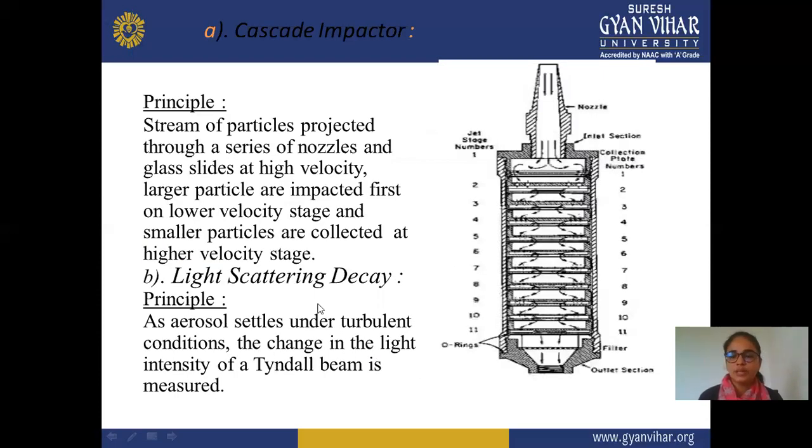Next is the cascade impactor. This is another test for your aerosol. In the cascade impactor, a stream of particles is projected through a series of nozzles and glass slides at a high velocity. Larger particles are impacted first at lower velocity range, and smaller particles are collected in higher velocity stages. This is a chamber that you use for this cascade impactor. With the help of this chamber, you can easily check that test.